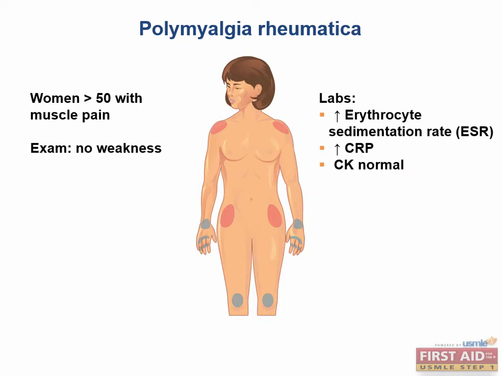How would you treat both PMR and temporal arteritis? As with most autoimmune diseases, use steroids, namely prednisone, which can change patients' clinical appearance from phenomenal pain to virtually asymptomatic within a couple of days.